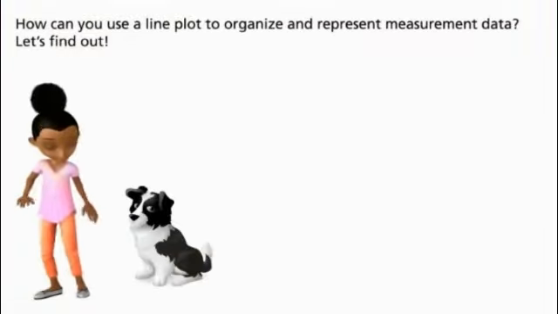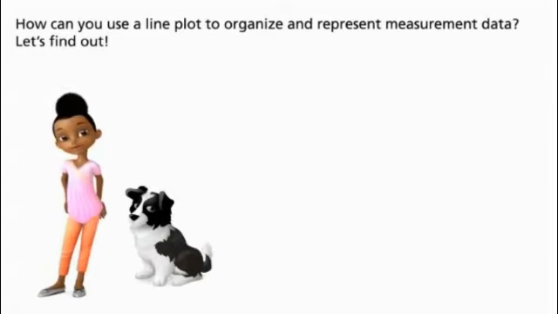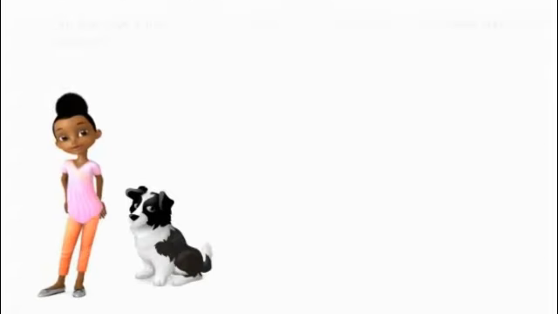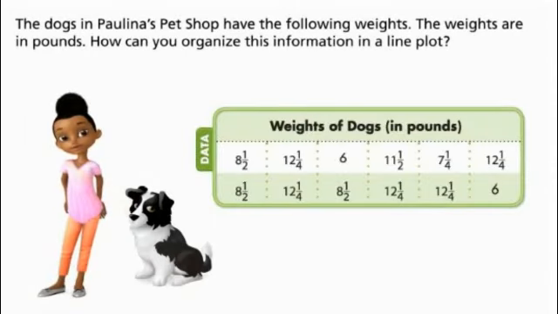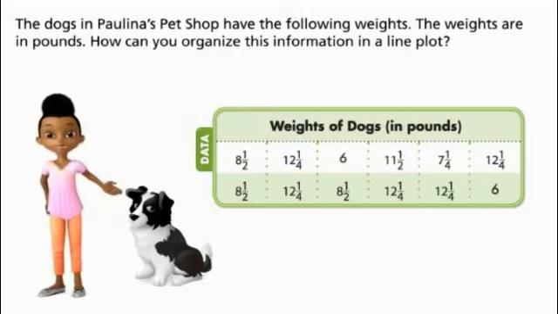How can you use a line plot to organize and represent measurement data? Let's find out. The dogs in Paulina's pet shop have the following weights. The weights are in pounds. How can you organize this information in a line plot? Measurement data that is organized is easier to use.